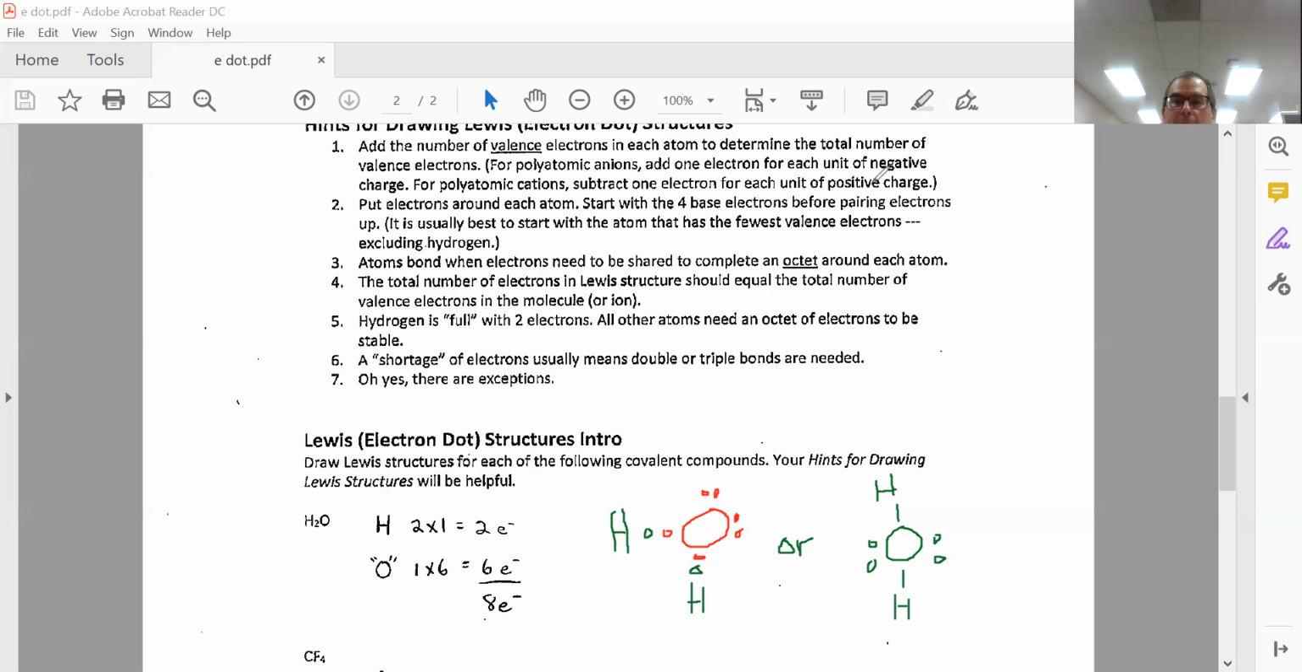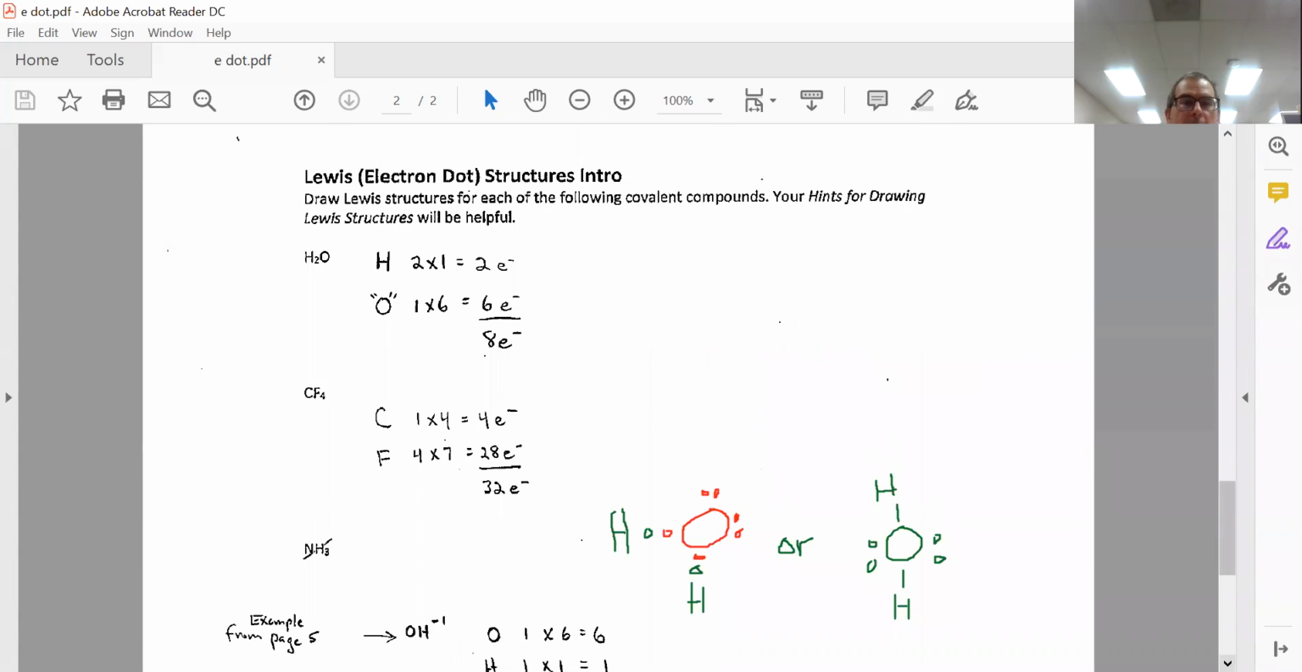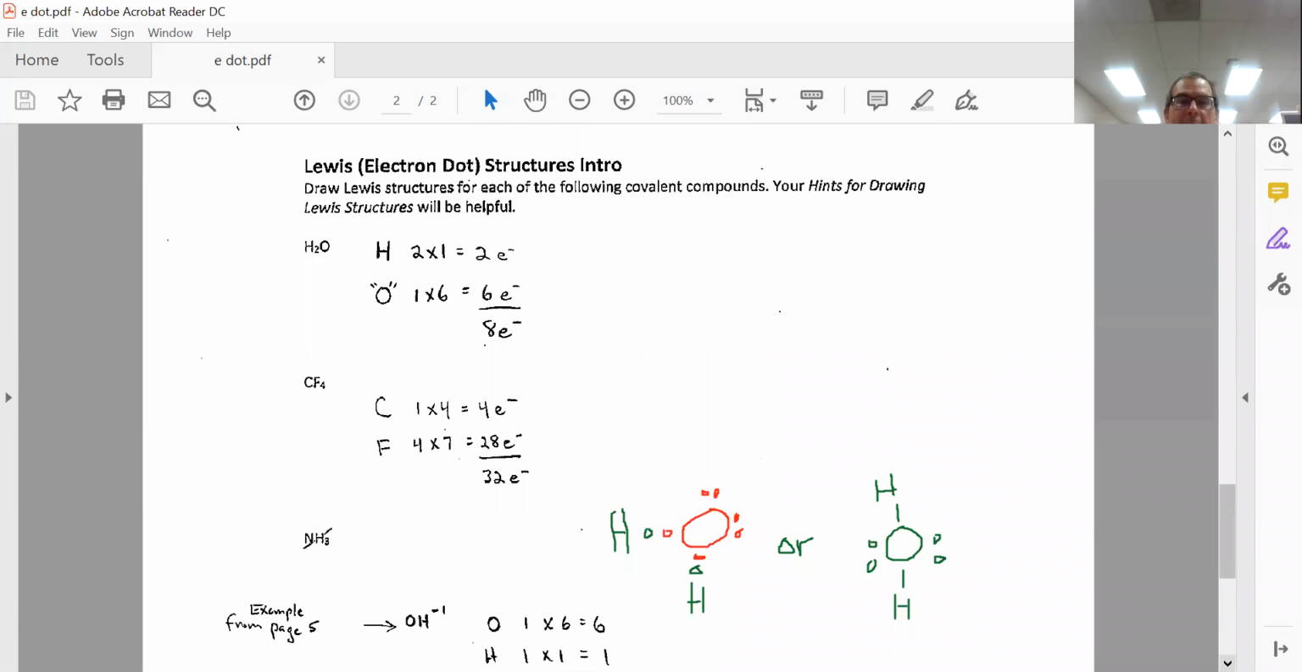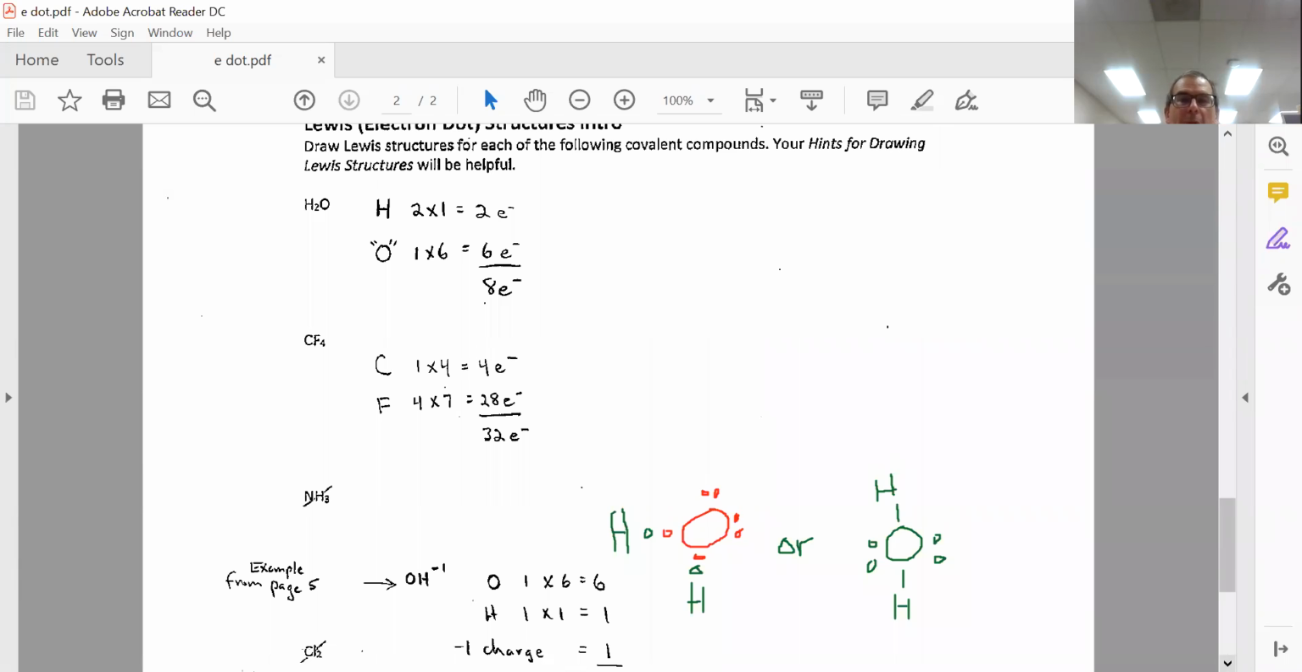I'm going to have to clear this in order to do it, I think. Let me go here and try another example. Okay, I'm going to go to CF4. I'm going to just hide this down here. So carbon is in family 4. It has 4 valence electrons.